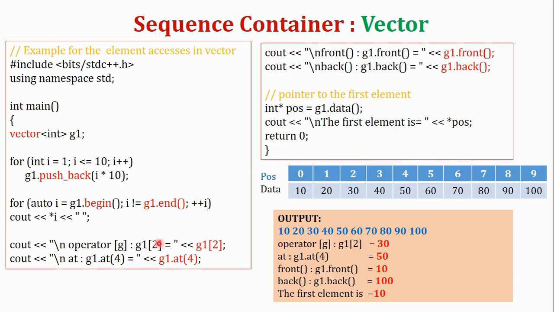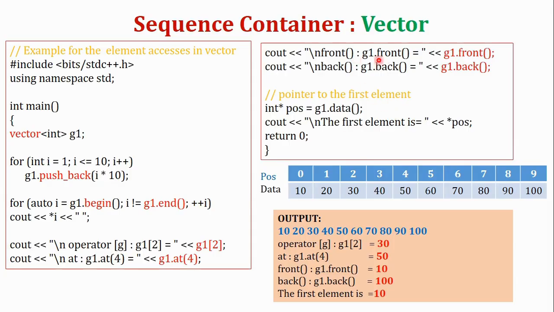And next we are going to use the functions. For example, g1.at(2) means what is the value at the second position? See, the value at the second position is 30. That will be printed. And at(4) means what is the value at the fourth location? The fourth location value is 50. That will be printed here. Already told you, right? Both the operator and at show the same result.